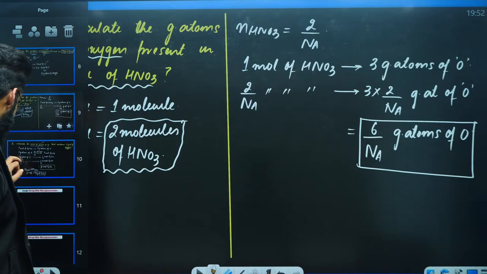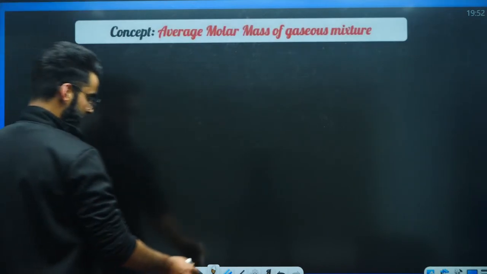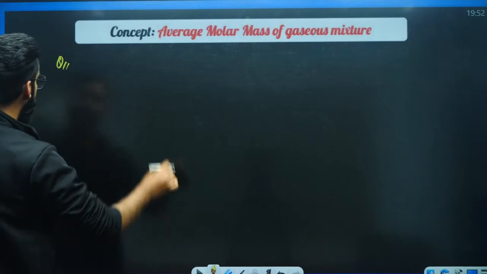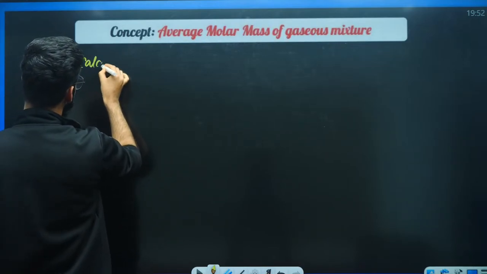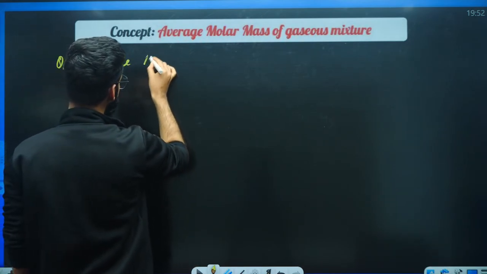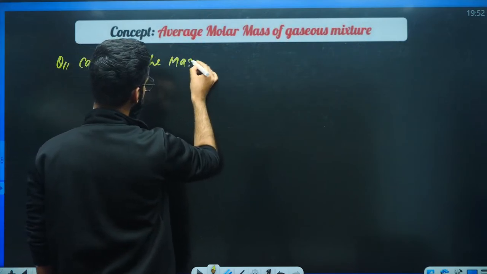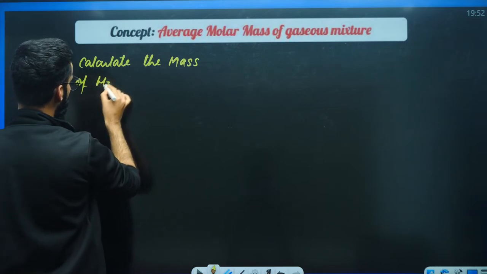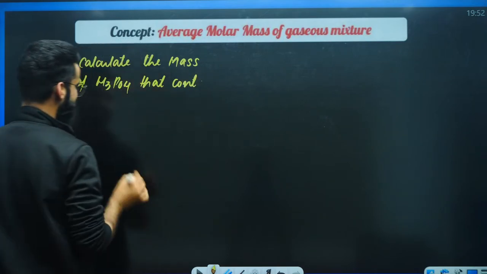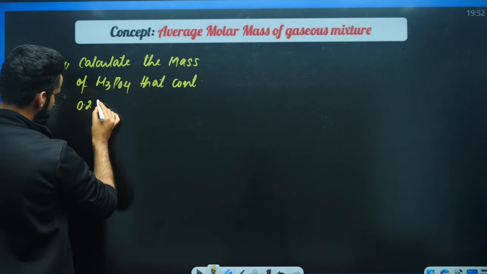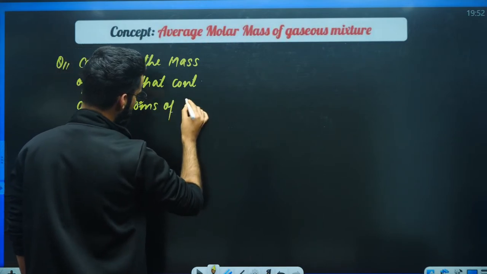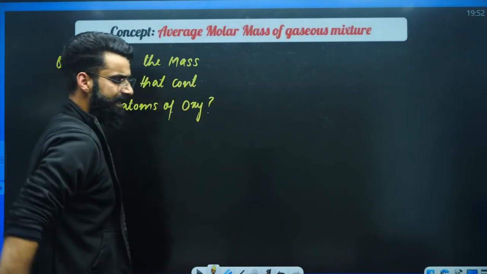Just a second. Where do I write it? I'm writing the question here. This question was once asked in JEE Mains, and it's a proper NEET standard question. Calculate the mass of H3PO4 that contains 0.25 gram atoms of oxygen. This is your homework question.